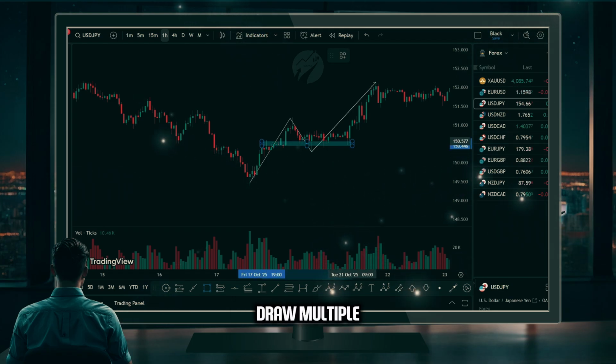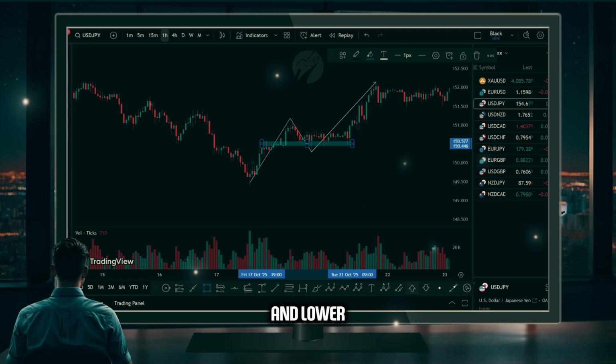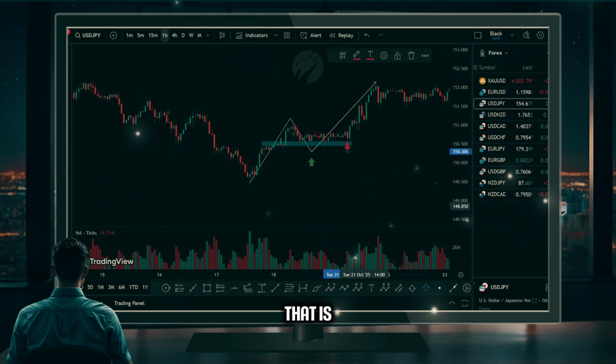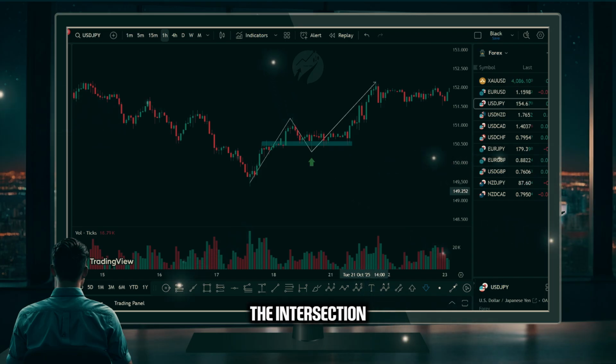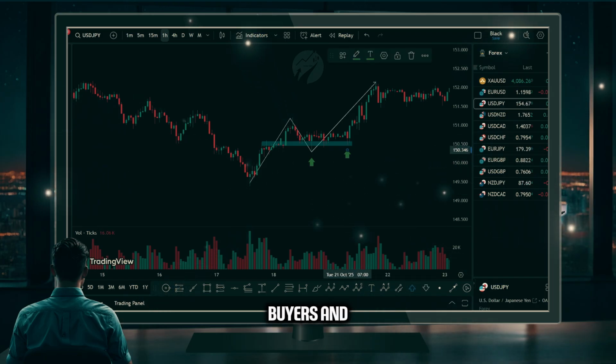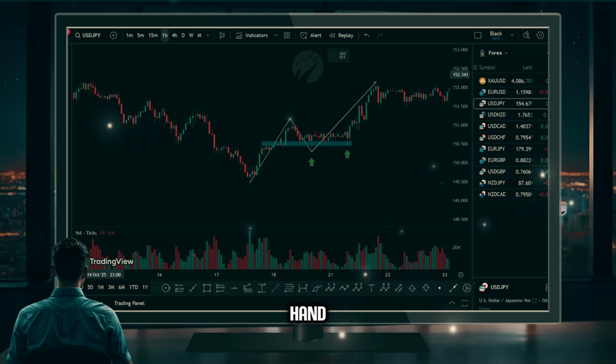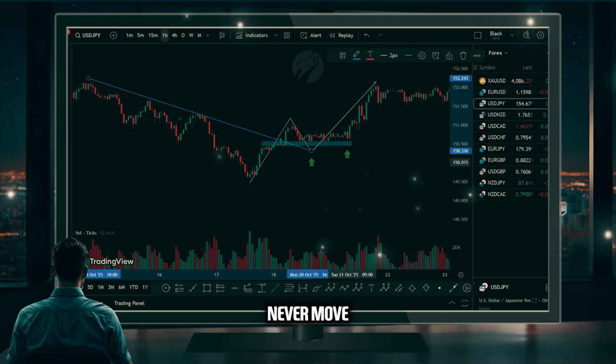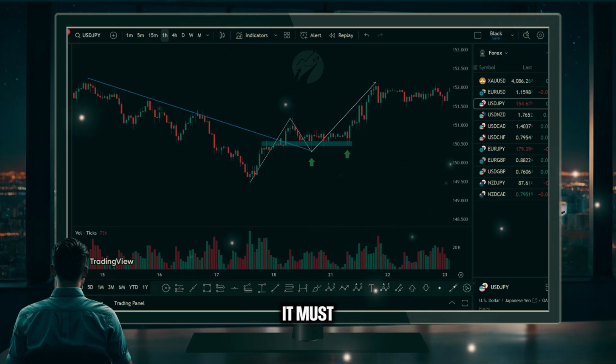When you draw multiple trend lines, higher timeframe trend lines and lower timeframe trend lines, you will notice that sometimes they meet at a point. That is not random. It is the intersection of market forces, where both buyers and sellers are forced to show their hand. I call it the crossroads of destiny because the market will never move sideways there. It must choose, either explode upward or break downward.